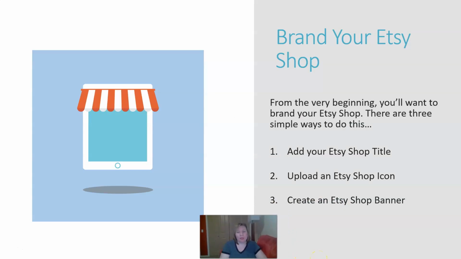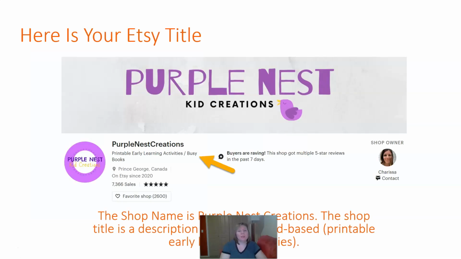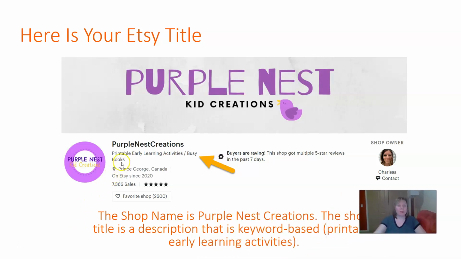You can add your shop title, and we talked a little bit about titling earlier. You can upload an icon and create a banner. Both of those are more visual and graphic. For your Etsy title here, you can see their shop name is Purple Nest Creations. This is an example. The shop title is a description that is keyword based. This is very valuable real estate, right underneath the title, the description.